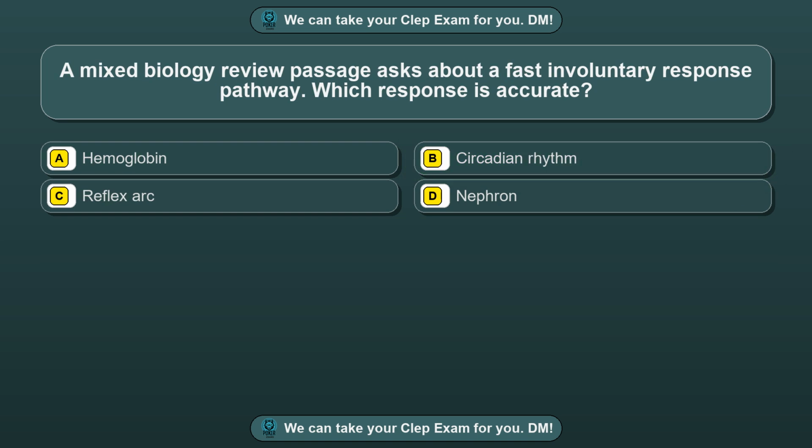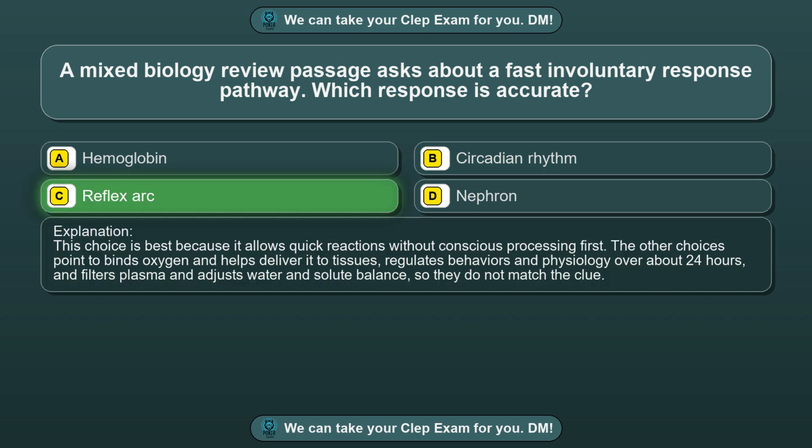Question 33. A mixed biology review passage asks about a fast involuntary response pathway. Which response is accurate? Option A, hemoglobin. Option B, circadian rhythm. Option C, reflex arc. Option D, nephron. The correct answer is option C, reflex arc. This choice is best because it allows quick reactions without conscious processing first. The other choices point to binds oxygen and helps deliver it to tissues, regulates behaviors and physiology over about 24 hours, and filters plasma and adjusts water and solute balance, so they do not match the clue.